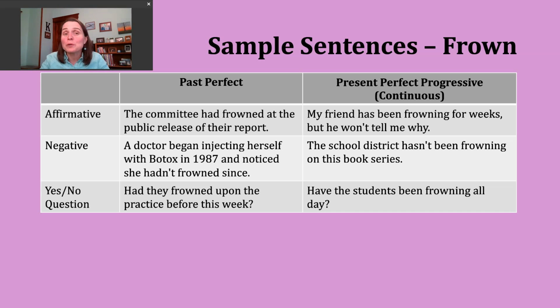And this news article did use the past perfect to describe it. Finally, let's look at making a yes or no question in the past perfect. To do this, start with had, then you're going to have your subject, and then the participle form of the verb. Here's the last example.